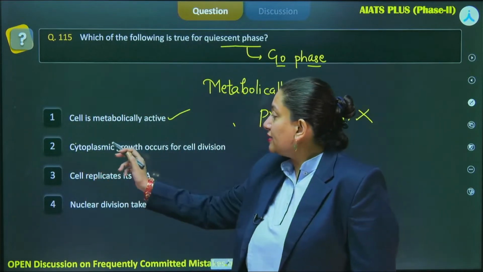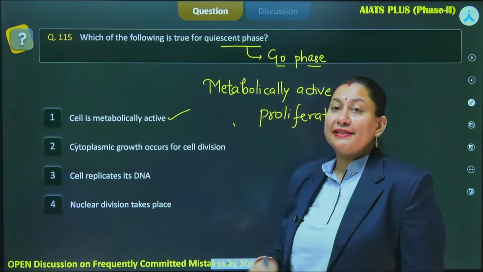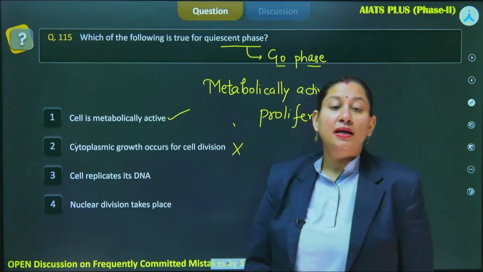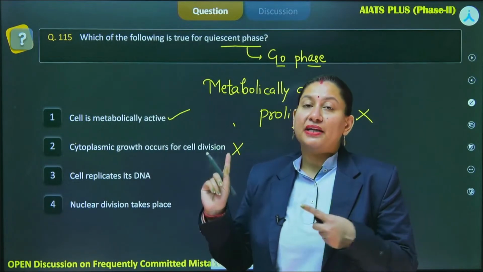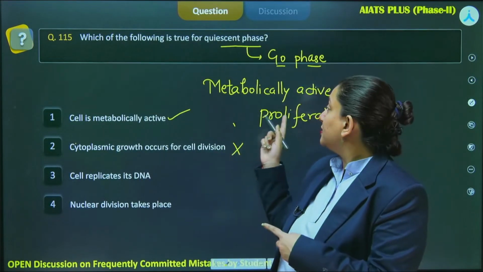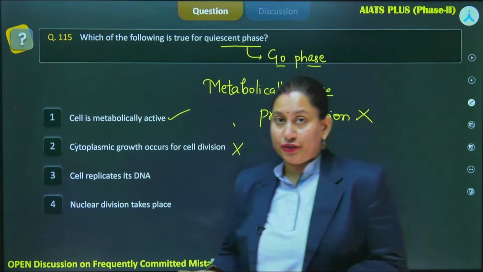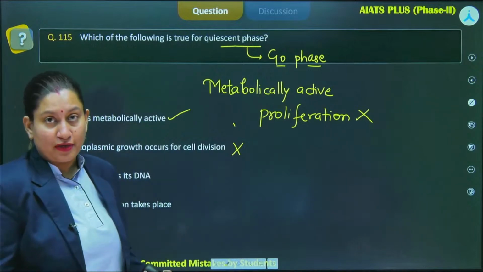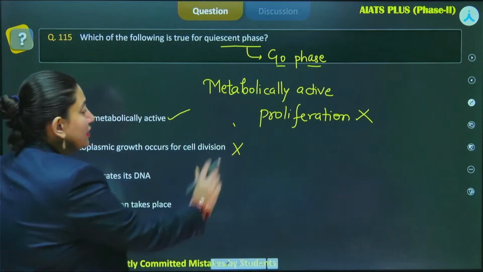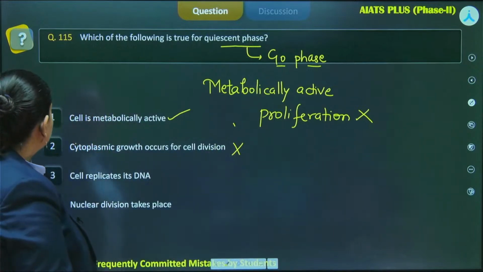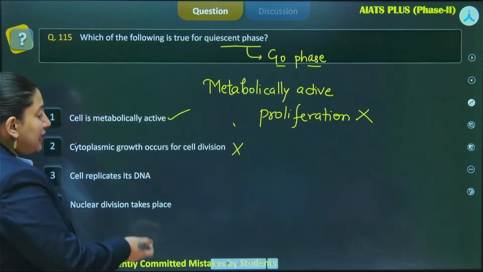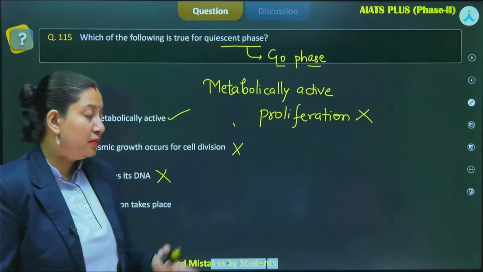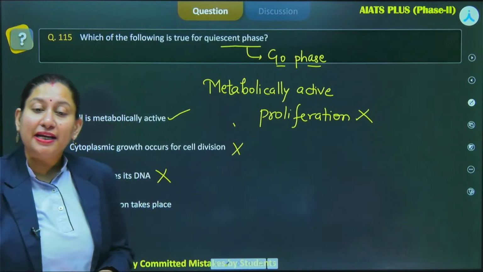Option 2 says cytoplasmic growth occurs for cell division, right? This is not the case. Why? Because in this particular phase, if the cell arrests itself, there will be no proliferation. So if the cell doesn't have to divide, why does it need to prepare for it, right? So that is why it's an incorrect option. Then the third one is saying that the cell replicates its DNA again, an inappropriate option, because the replication of DNA is essential.